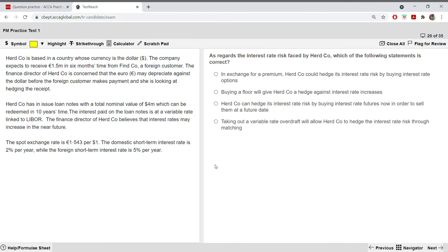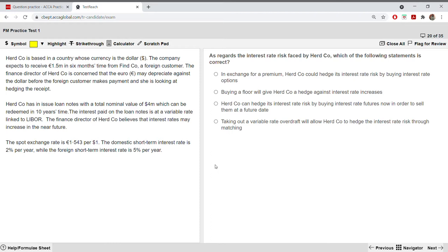Same. I think this is the last question for this. As regards the interest rate risk faced by HERD, which of the following statements is correct? Correct means only one. In exchange for a premium, HERD could hedge its interest rate risk by buying interest rate options. Please read the options. First read all the 4 options. If you're not even understanding in the first instance what it means, leave it. Later come again and you'll be able to understand it better after you've read all the 4 options.